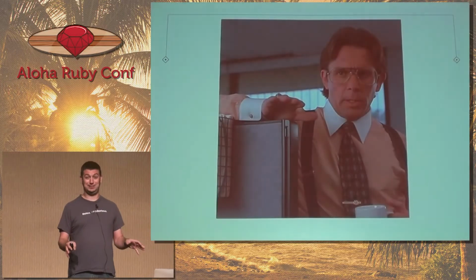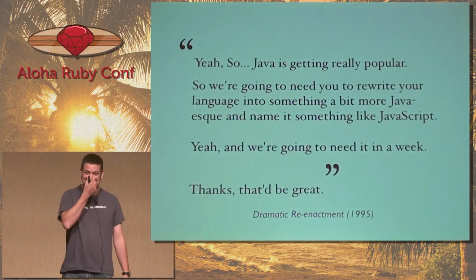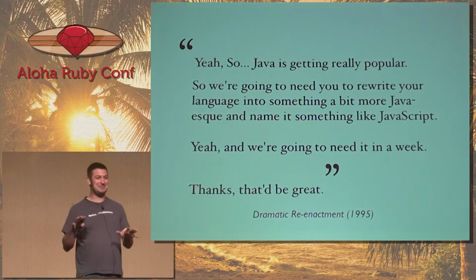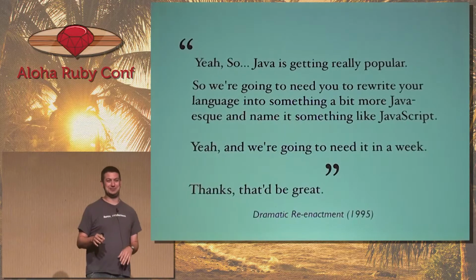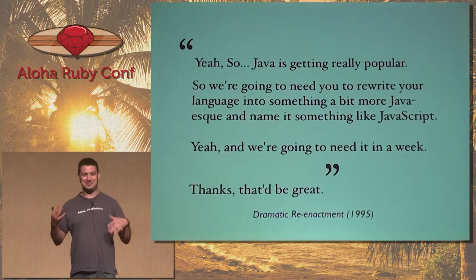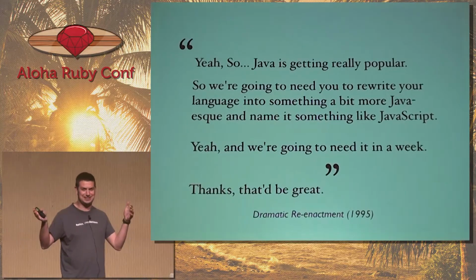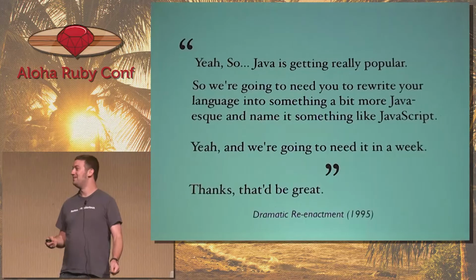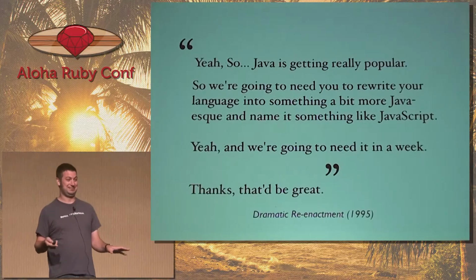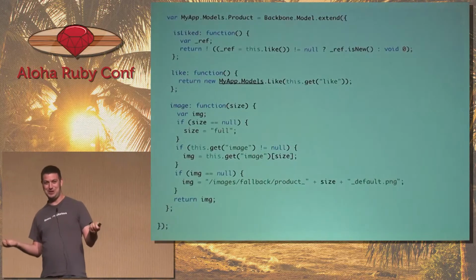Meet Brandon's boss. Brandon's boss comes to him one day and says, look, Java is getting really, really popular. So we need to scrap your language. We need to make another language that's kind of Java-esque, give it a really stupid name like JavaScript so people think they're somehow related, end up becoming the bane of every developer's existence down the line. And we need it in a week. And that actually happened.